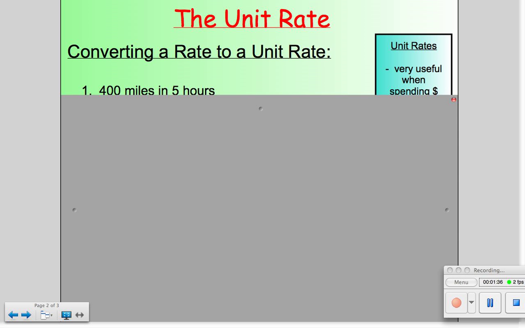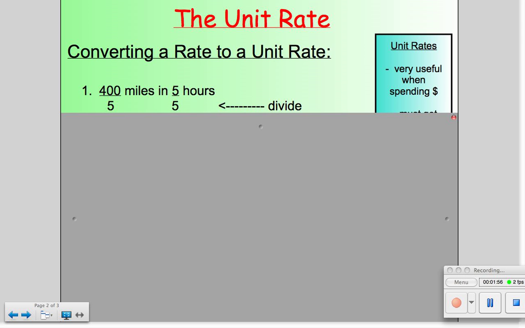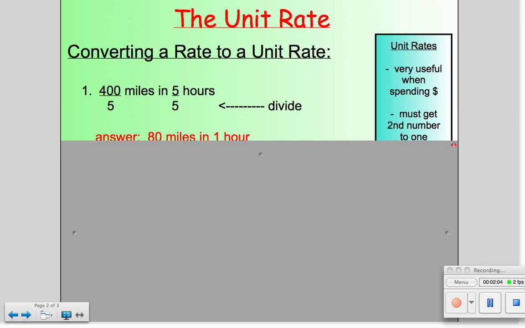So moving on to the second page, we're going to take some rates and we're going to convert them to unit rates. Now, I've used our two examples from the previous page. So you can see our first one here is 400 miles in 5 hours. To make it a unit rate, we're going to have to get that second part, the 5 hours, down to 1 hour. And the way that we do that is by using division. We're going to divide both 400 and 5 by 5.